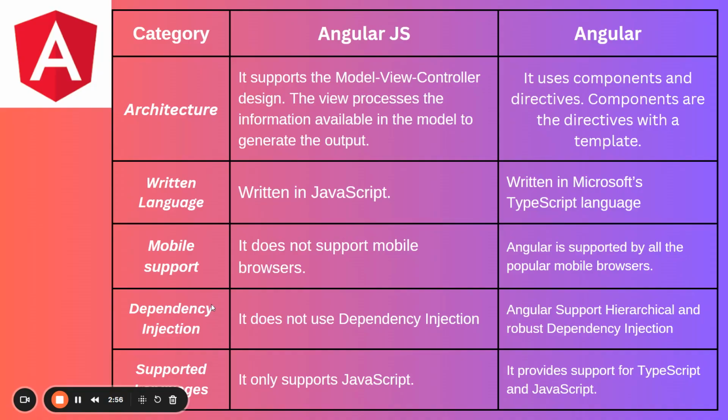AngularJS supports the model view controller MVC structure. It is designed on the MVC structure. Angular is designed on component and directive templates. Written language: AngularJS is written using JavaScript. Angular can be written using the TypeScript language.